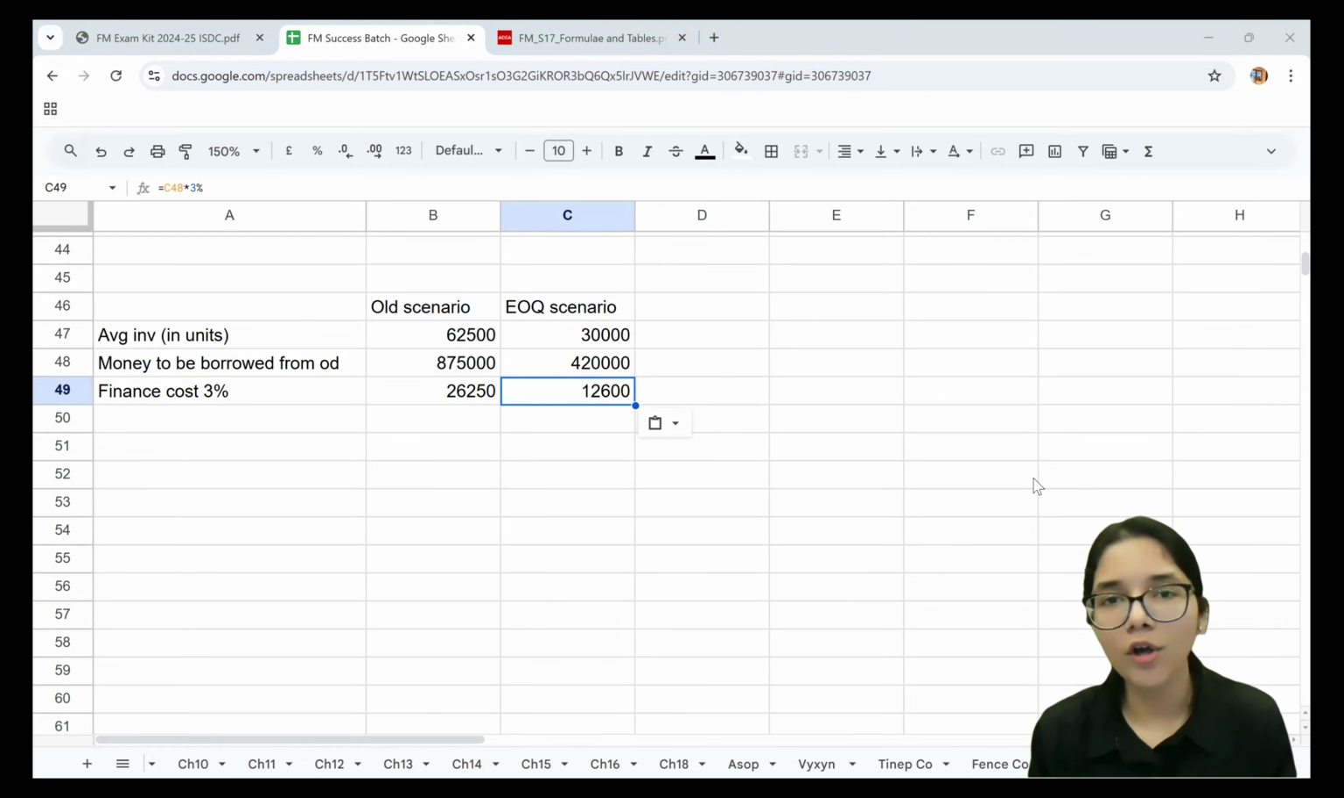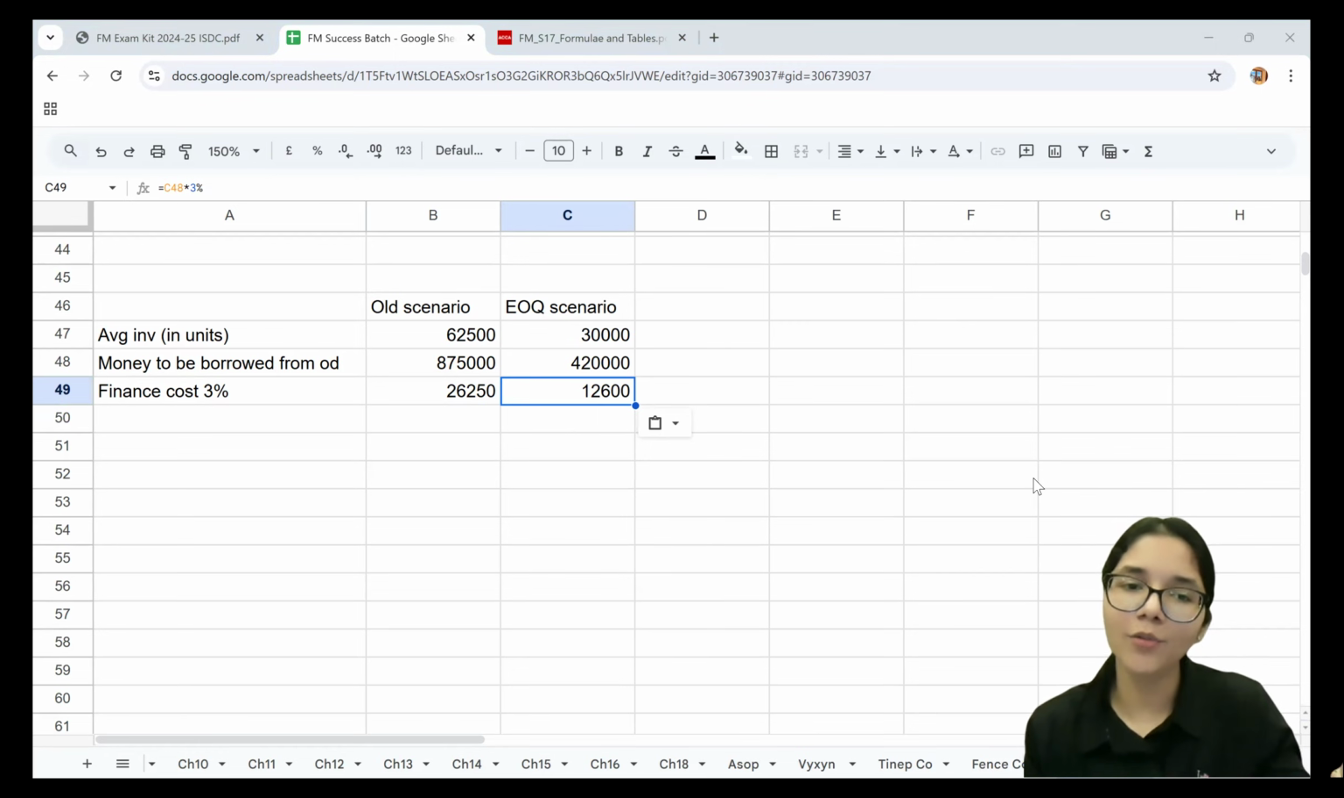So is this a good or bad thing for the company? Earlier you had to pay $26,000 as interest. Now it is $12,000 as interest. Is the company in a good position or a bad position? Because of the EOQ model, you end up saving finance cost.